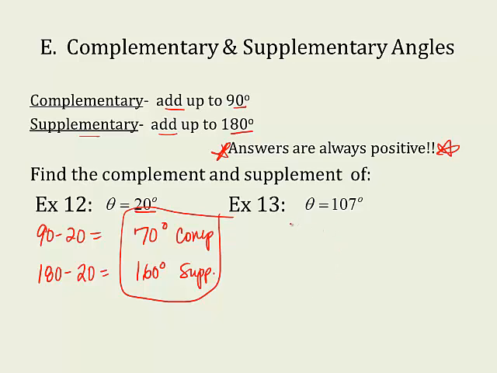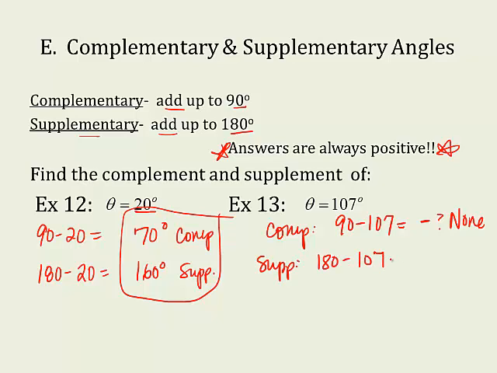Now on 13, to find my complement, what am I going to do? It's 90 minus 107. However, that's a negative answer, right? So there is none. So if that happens, you say there is no complement. For the supplement, I'm going to take 180 and I'm going to subtract 107. When I do, I get 73 degrees, and that is the supplement of this angle right here. So that would be my answer. So no complement, and the supplement is 73 degrees.